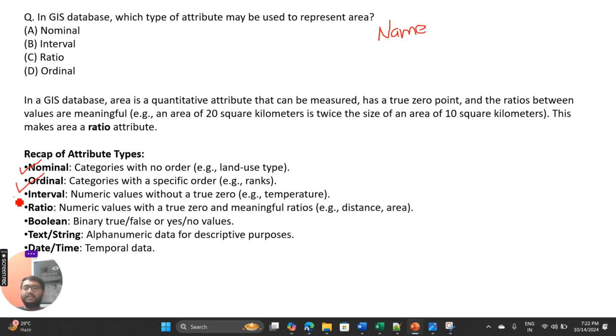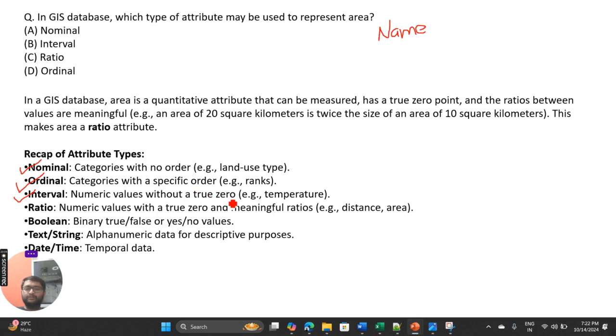Then we have interval. Interval lies in changing numerical values without a true zero. Let's say the temperature of that lake or of the city, or the wind speed or the rainfall of the city. All of them have numerical values. Numerical values without a true zero are known as interval, and then ratio.